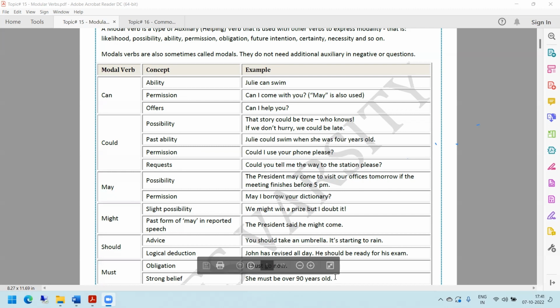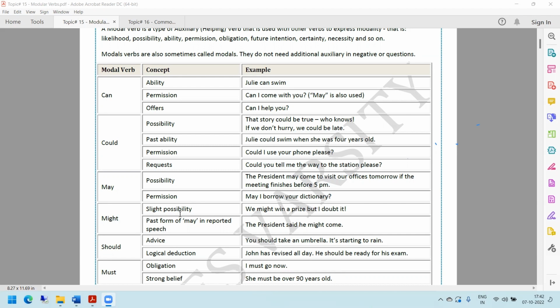So may, to express possibility. Like, the president may come to visit our offices tomorrow if the meeting finishes before 5 p.m. So here in this sentence, possibility is expressed. May is also used to express permission. So, may I borrow your dictionary? Here, asking for permission.